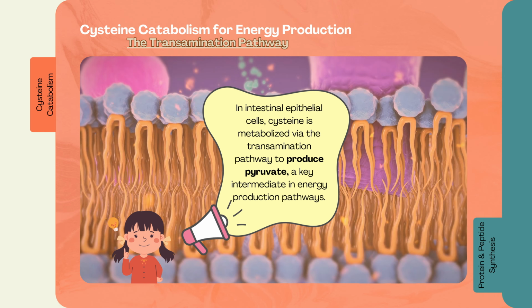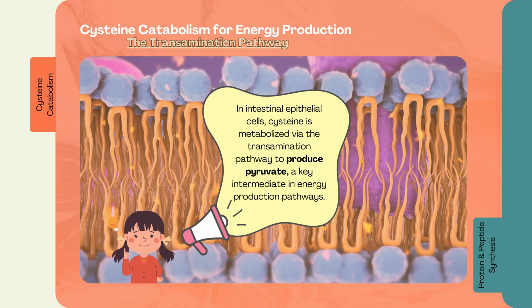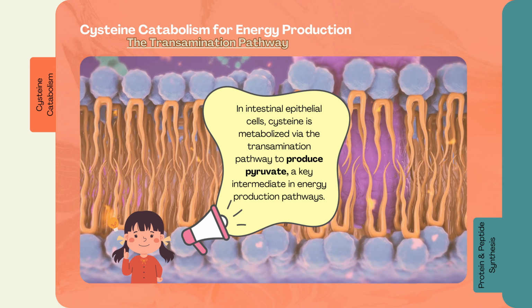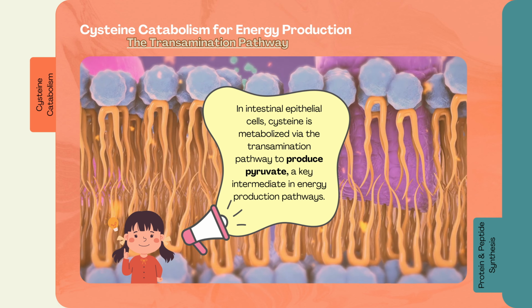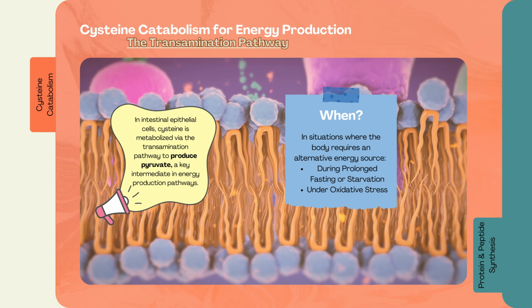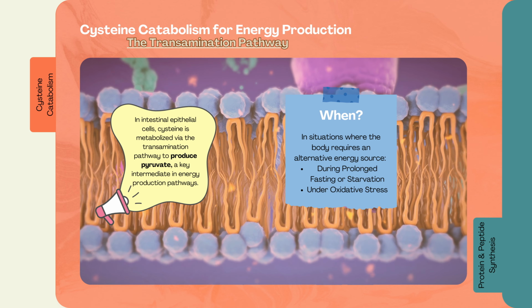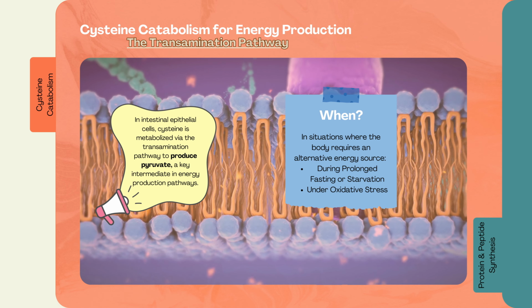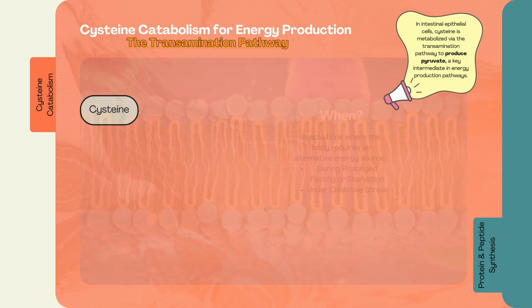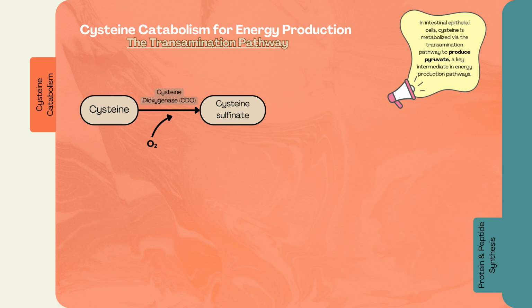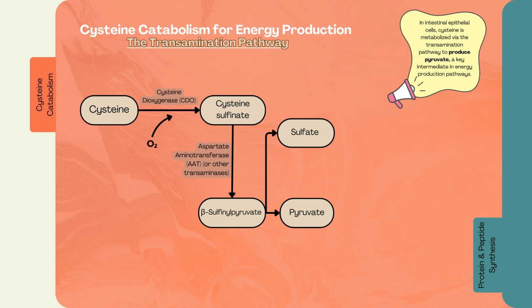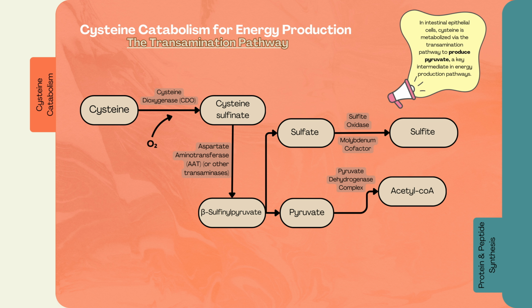In intestinal epithelial cells, cysteine is metabolized via the transamination pathway to produce pyruvate, a key intermediate in energy production. This process occurs in situations where the body requires an alternative energy source, such as during fasting, starvation, or oxidative stress. Cysteine sulfinic acid is converted into beta-sulfinylpyruvate, which then breaks down into sulfite and pyruvate. The oxidation of sulfite to sulfate is catalyzed by the enzyme sulfite oxidase, which requires a molybdenum cofactor to function. The pyruvate is converted into acetyl-CoA, which enters the citric acid cycle to generate energy.